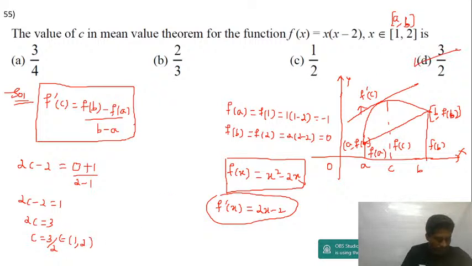Last option. Is it okay? Now, f dash of c is equal to f of b minus f of a upon b minus a. You understand, guys? It's a simple logic only. Let's move to the next question.